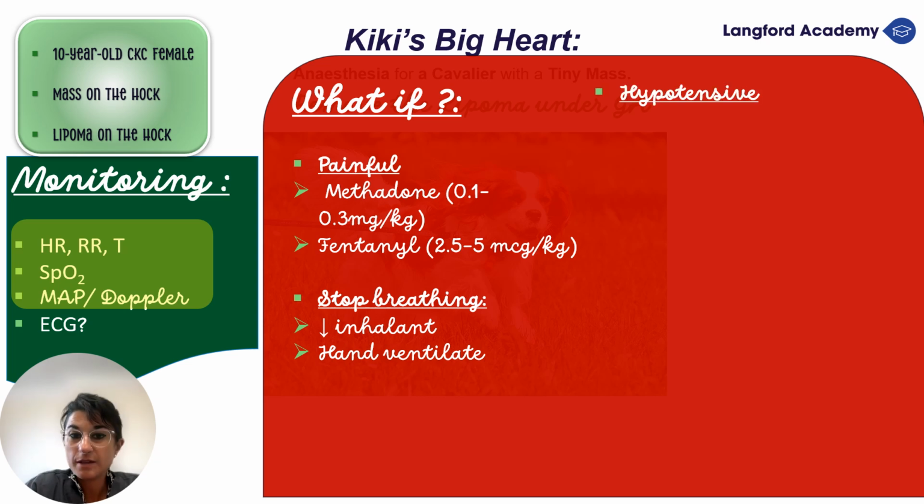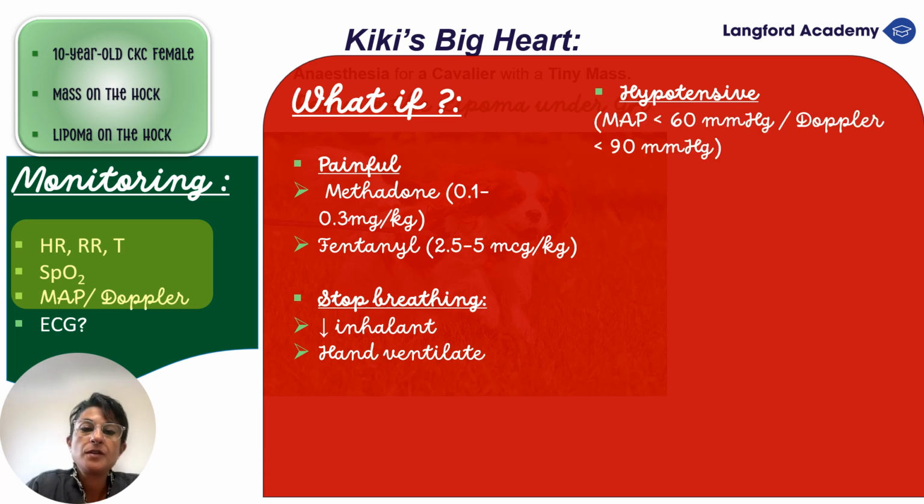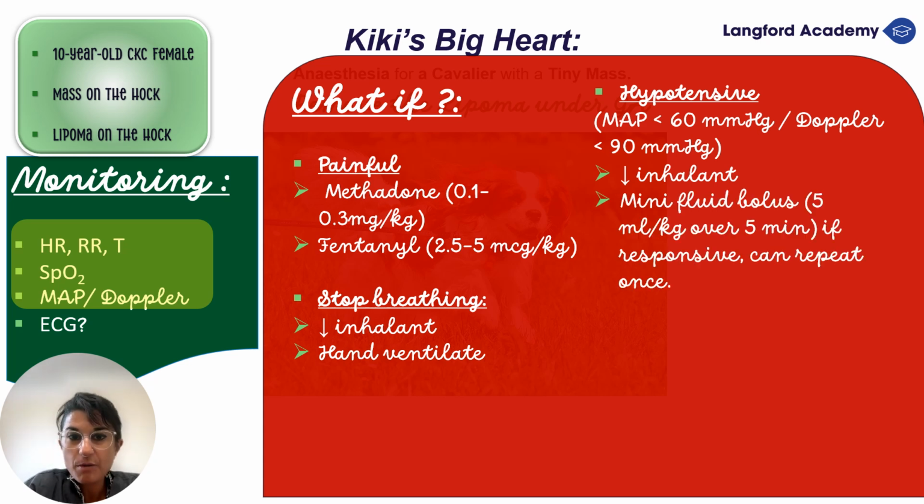Now the patient can become hypotensive, and they often do, hence you have to monitor the blood pressure. So that would be the target mean arterial pressure. If they become less than 60 mean arterial pressure or less than 90 on the Doppler, you need to do something. So first line is to reduce inhalant if it's appropriate.